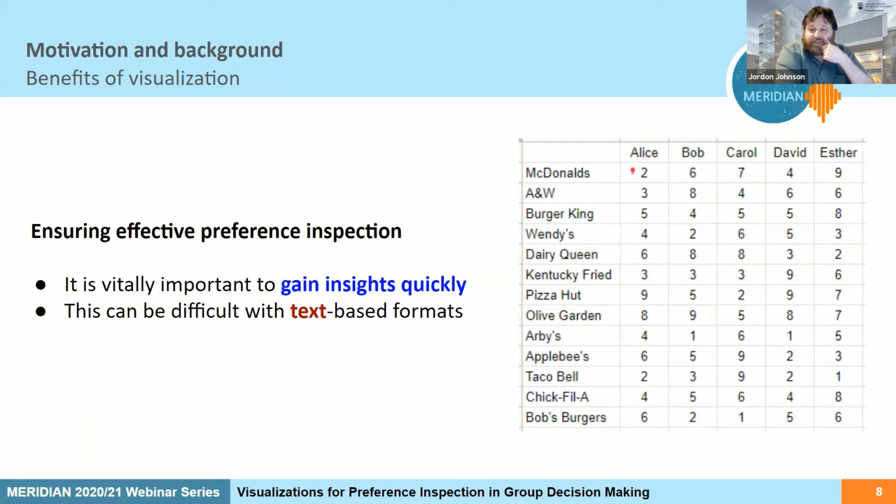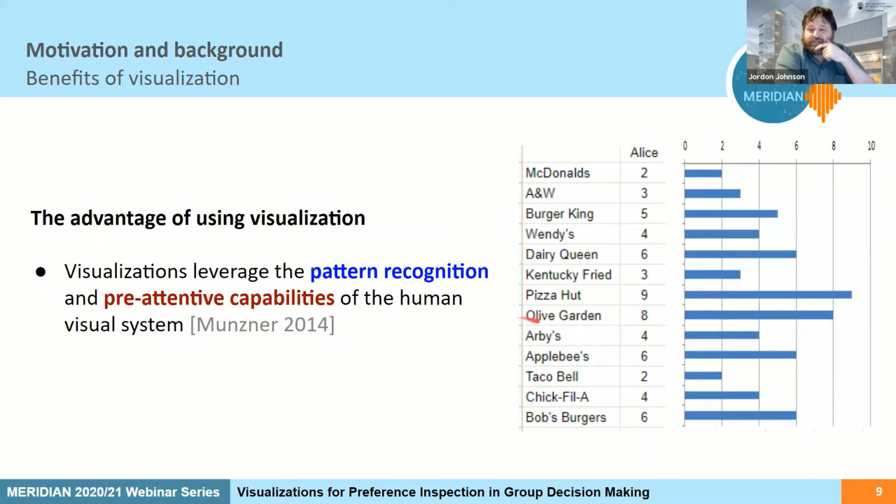So, for example, if we take a look at Alice's scores, we can see that yes, her highest score is Pizza Hut, and that's not too difficult to do, but we're having to cognitively go through the scores in order to come to that assessment. Whereas if we use a visualization, like this one here, it's quite obvious that the Pizza Hut bar is the longest one, and so we infer that that's Alice's highest score. So visualizations leverage extra hardware in the human brain, the pattern recognition and pre-attentive capabilities of our visual systems.